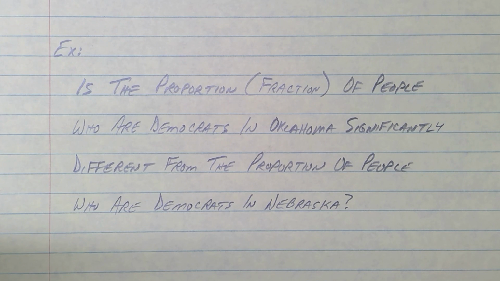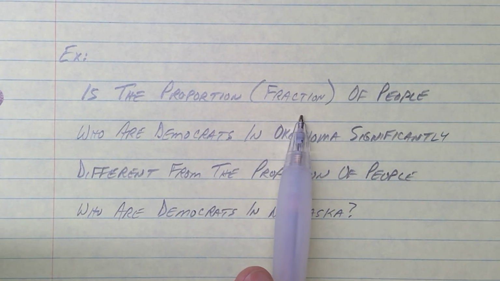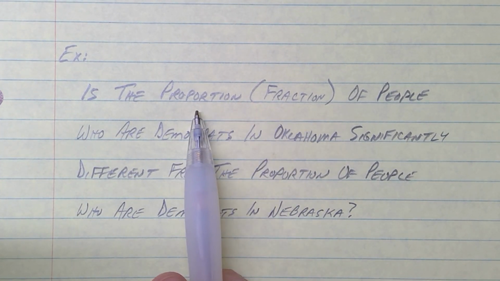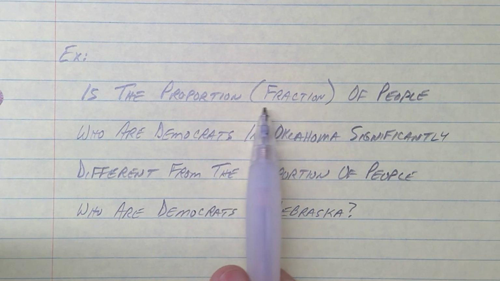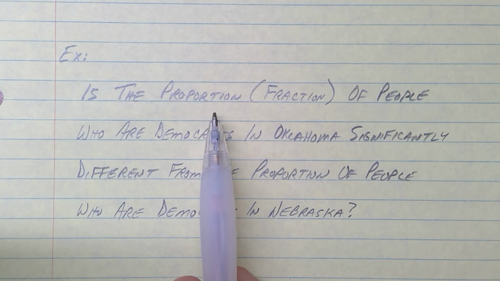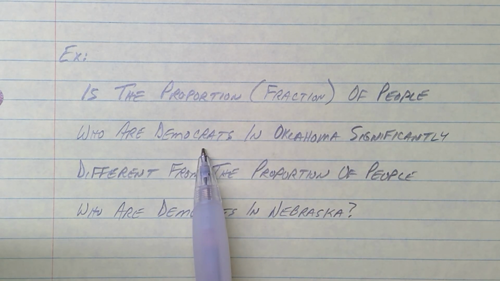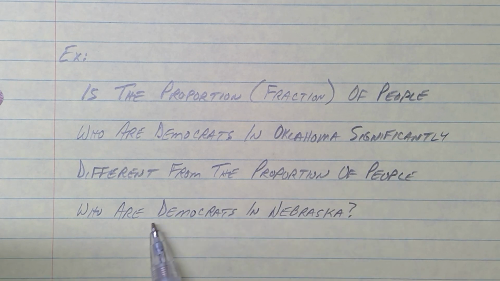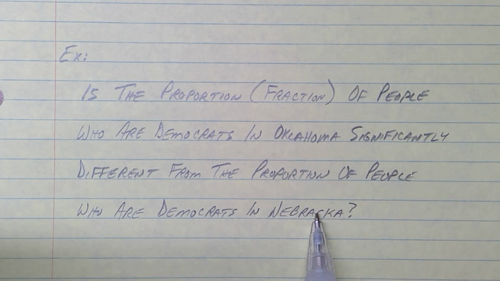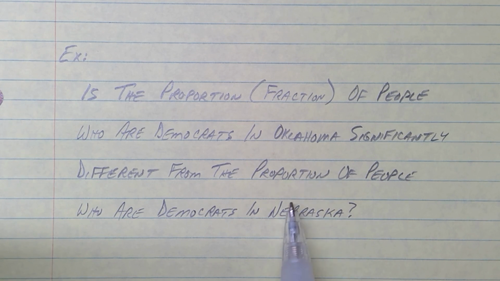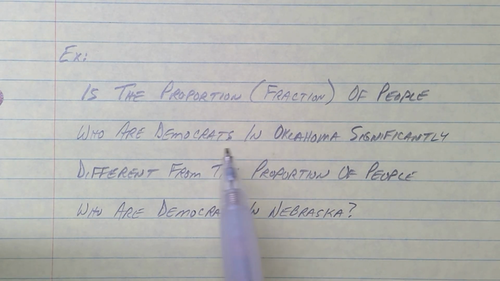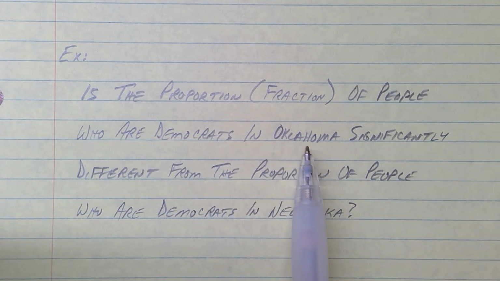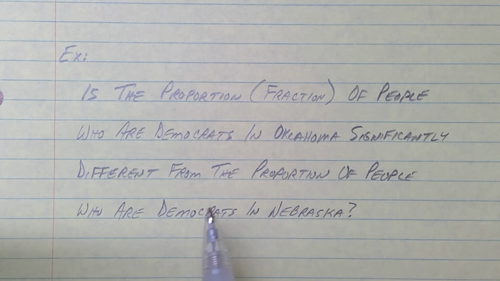All right, so just for example, think of a proportion as a fraction. Anytime you see a proportion, like 4 out of 5 people did this or 7 out of 9 people did that, is the proportion of people who are Democrats in Oklahoma significantly different from the proportion of people who are Democrats in Nebraska? So you're kind of comparing two populations. You're comparing a proportion of that population. So this is the Oklahoma proportion of Democrats versus the Nebraska proportion of Democrats.